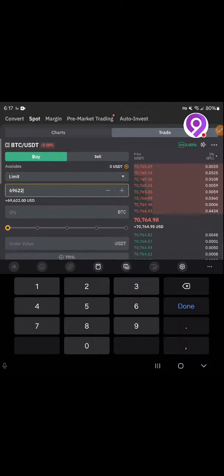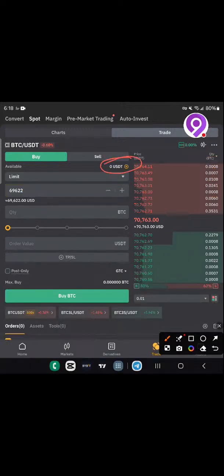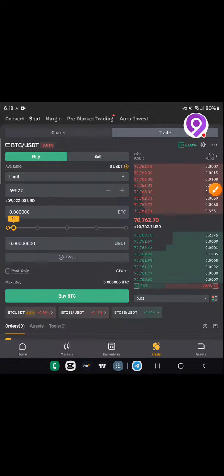Okay, so the question is, how many quantity do you want? Maybe make sure you've already funded your account. So here, this will show the amount you have. Then you can now increase based on percentage. Okay, you want to use 5% of your entire capital to buy BTC, it will purchase it for you. Then after that, you want to click on buy.